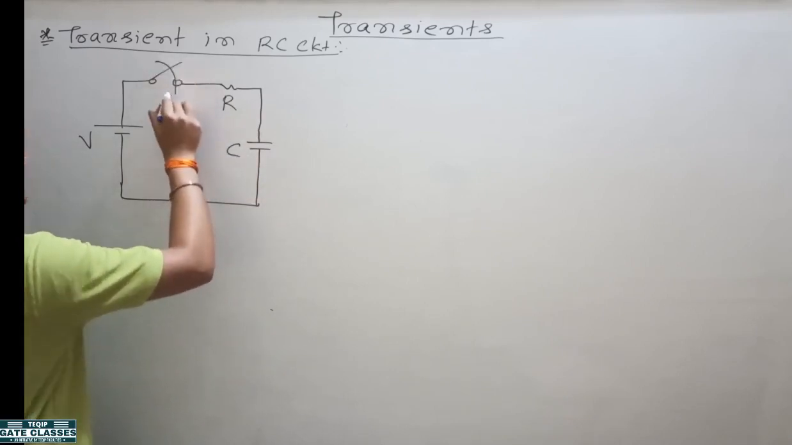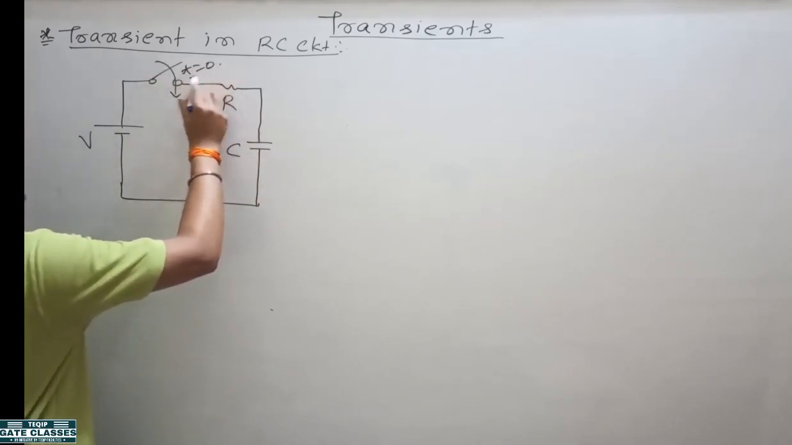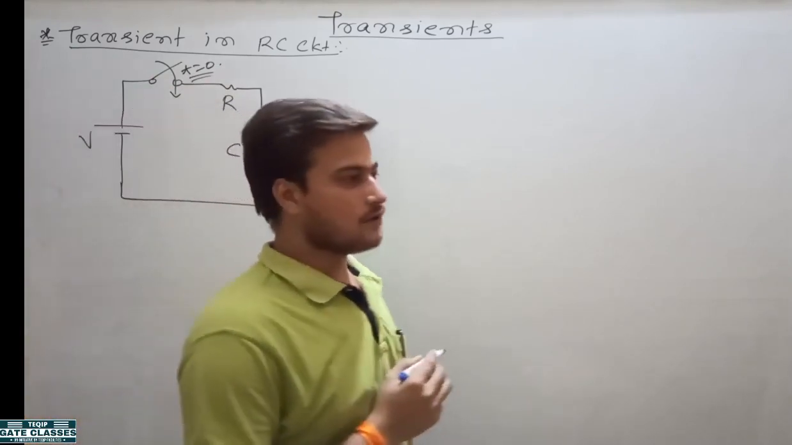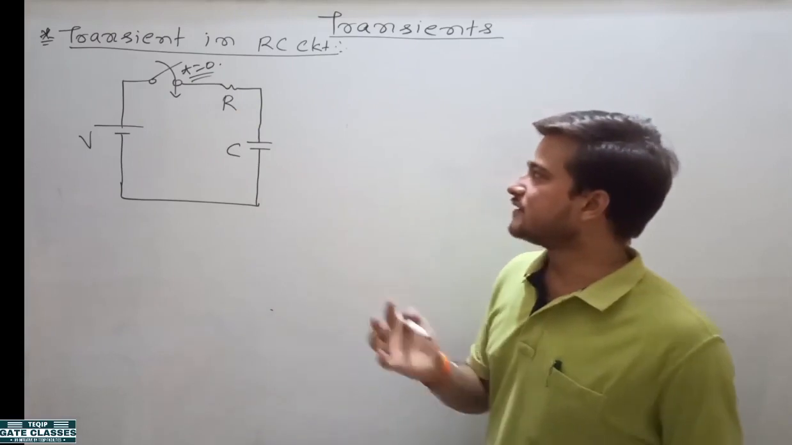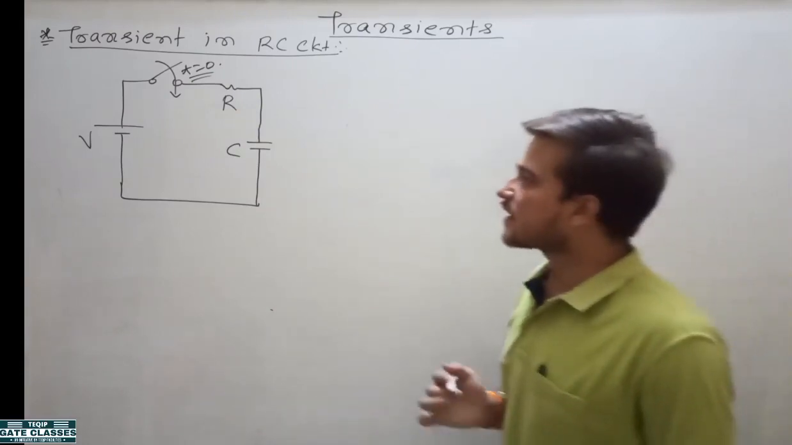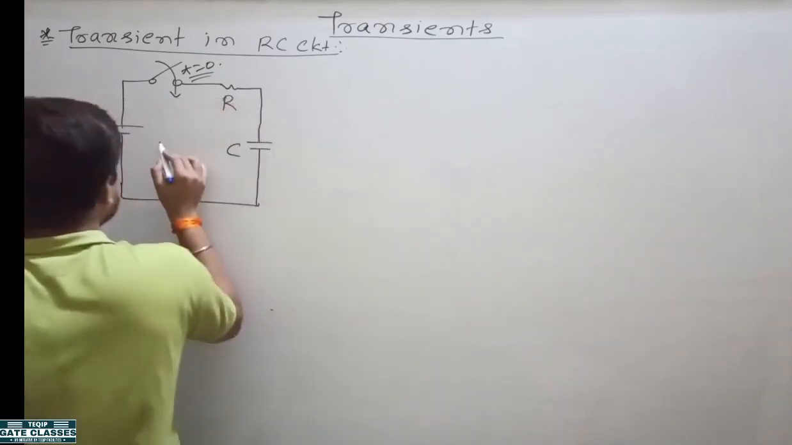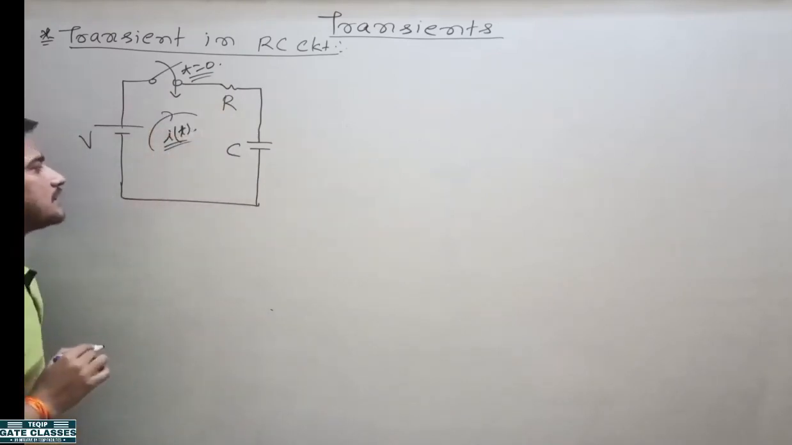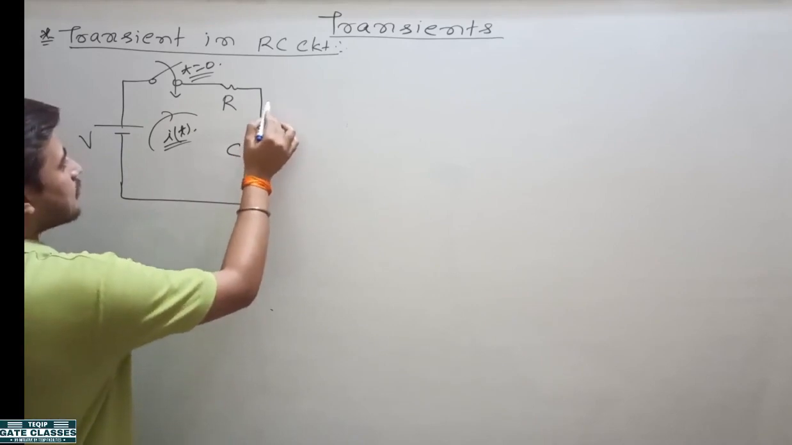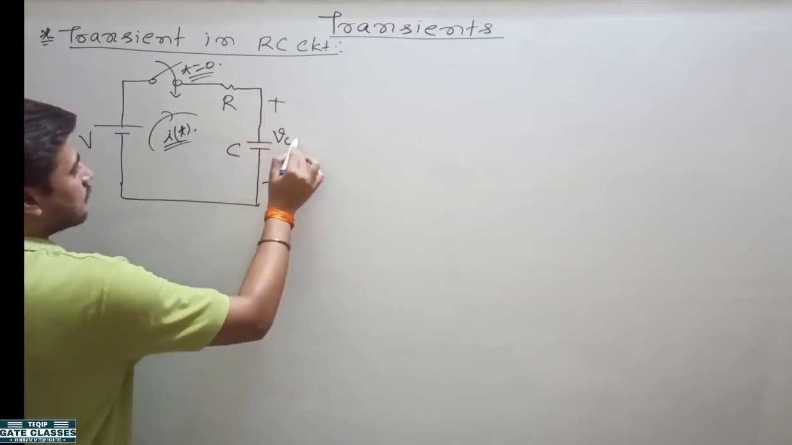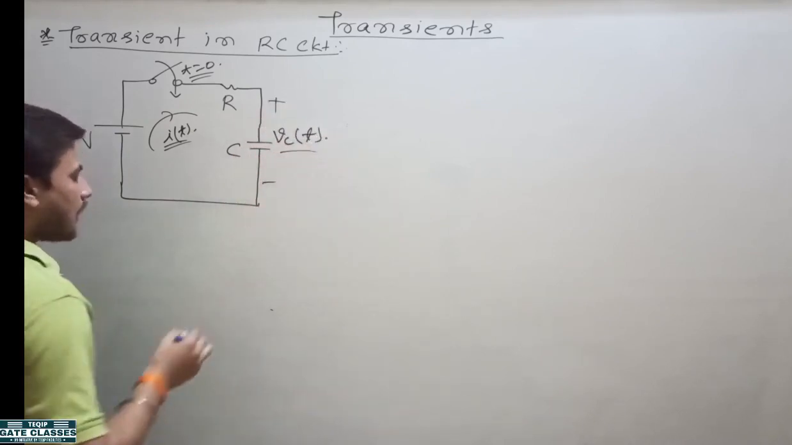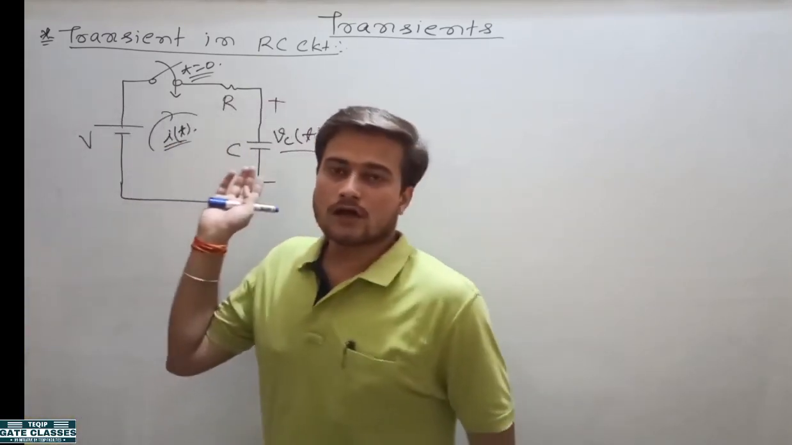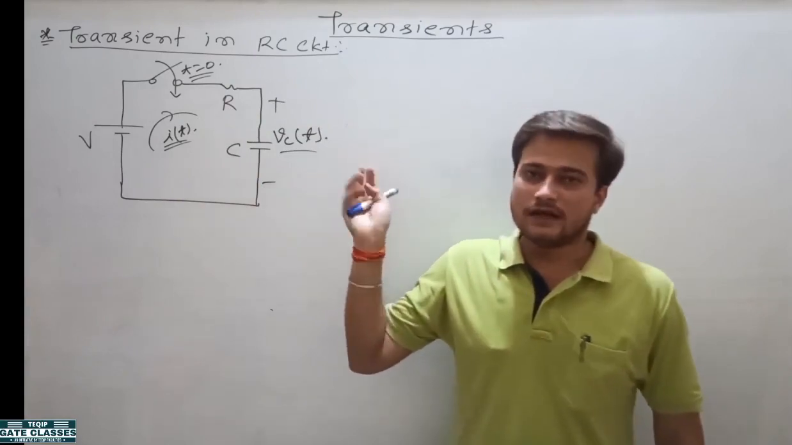You are having a switch. You are going to close the switch at t equal to 0. The initial conditions of this circuit is 0. Now a current i(t) will start flowing through this circuit. Clear? And here voltage across capacitor will be plus minus v_C(t). So now we have to write the expression for current i(t) and voltage across the capacitor, that is v_C(t).